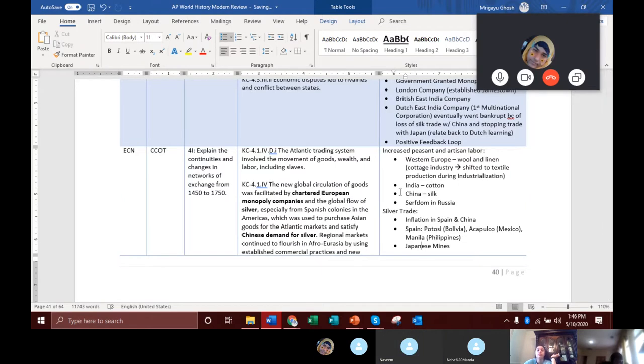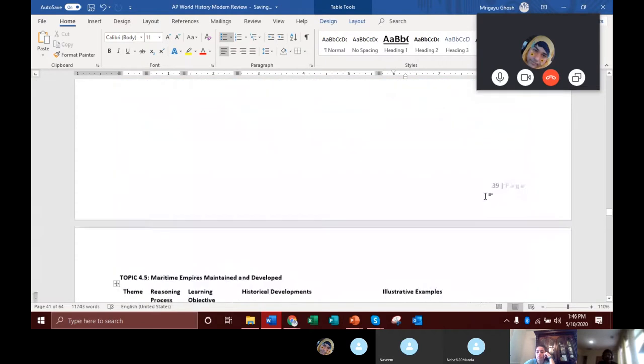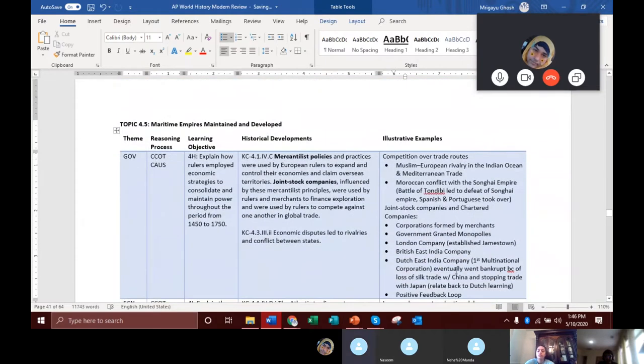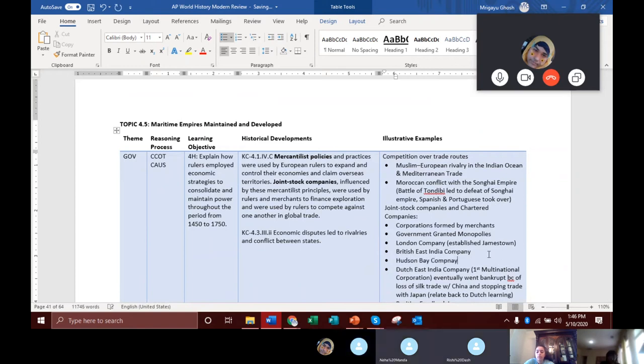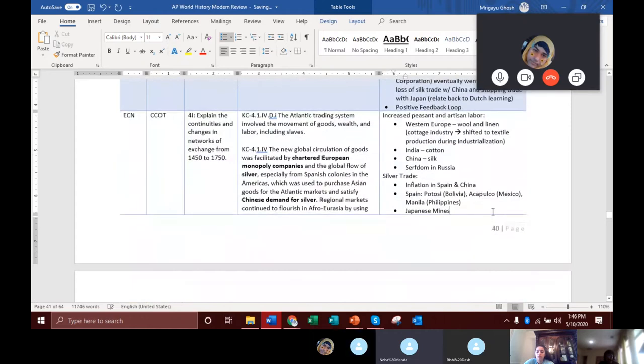Actually, what is this Hudson's Bay Company? It's in my Barron's book. It's an example of a... The big silver mine in Japan was the Iwami Ginzan, right? Oh, it was the fur trading business in Canada.